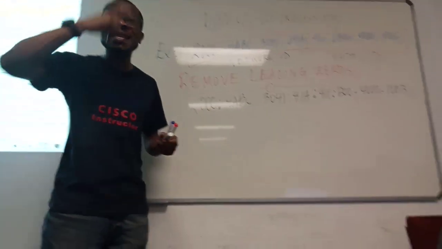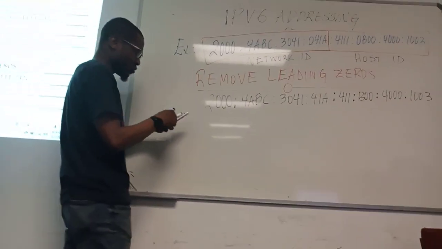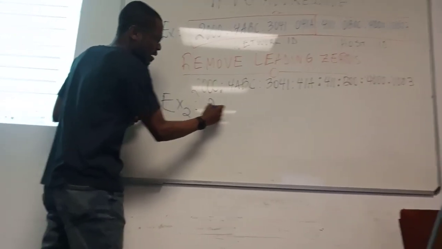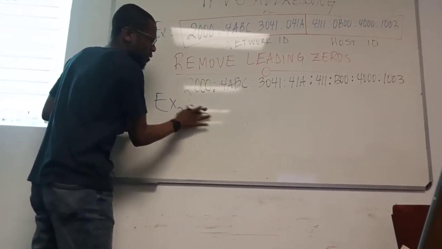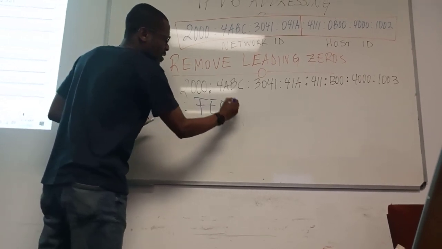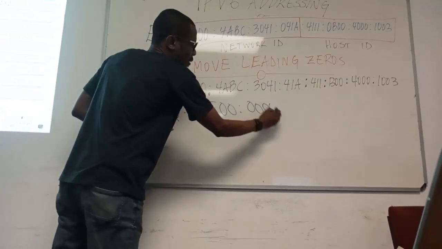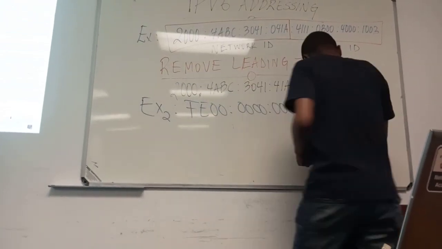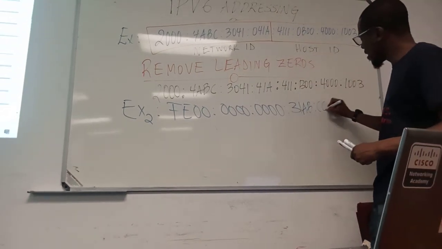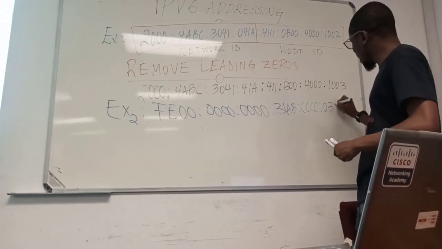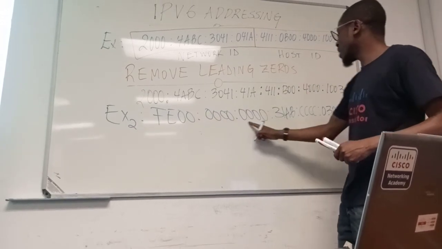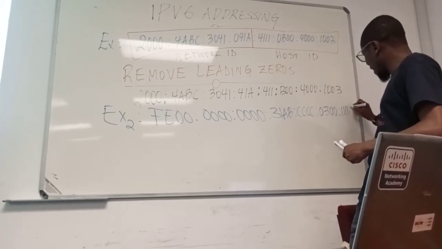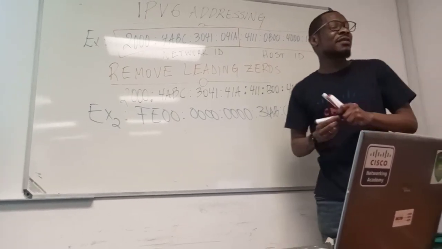Let me give you another IP, like this one, and you're going to see how to do it. Let's say something like FE00, then 1AB, CCC, 0300. How many? 1, 2, 3, 4, 5, 6, 7, 8.